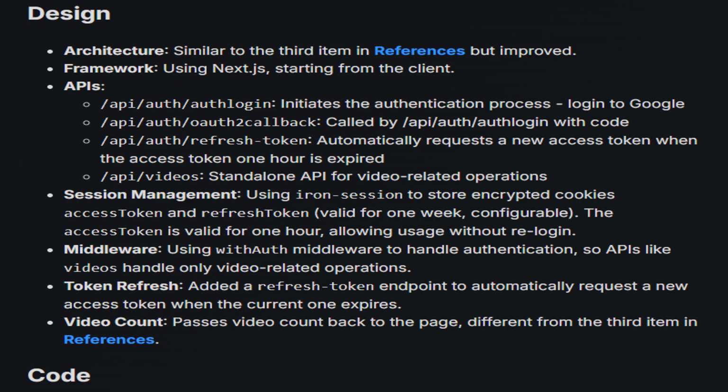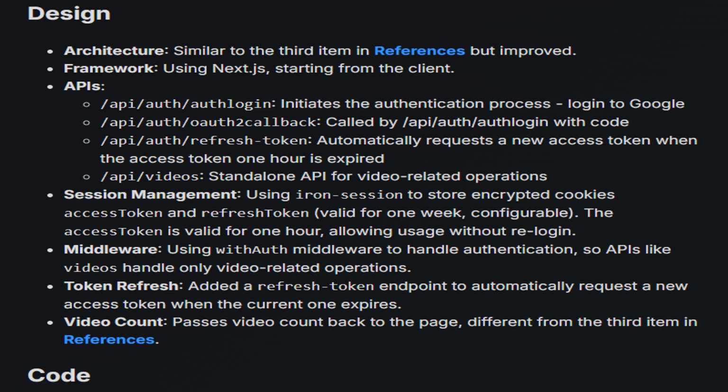/api/auth/refresh-token automatically fetches a new access token when the existing one expires after 1 hour. The videos API handles video-related operations as a standalone API. Session management utilizes Iron Session for secure cookie storage of the access token and refresh token, with a 1-week expiration for cookies and 1-hour validity for access tokens.